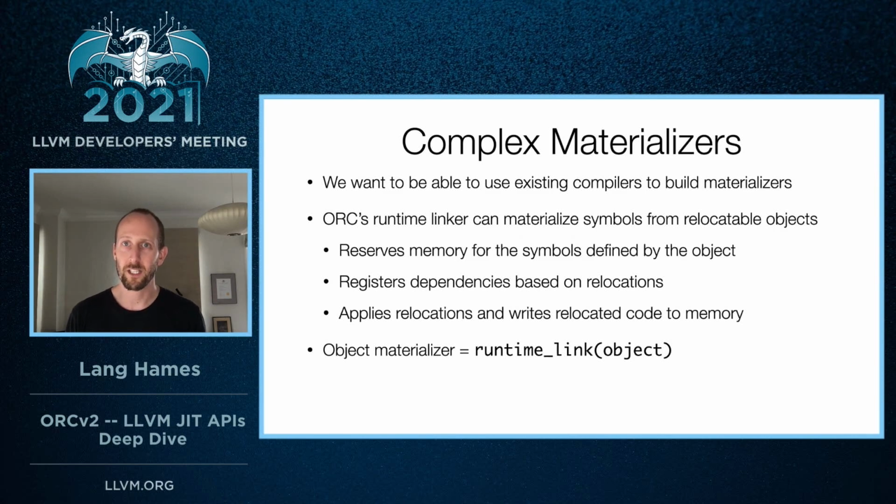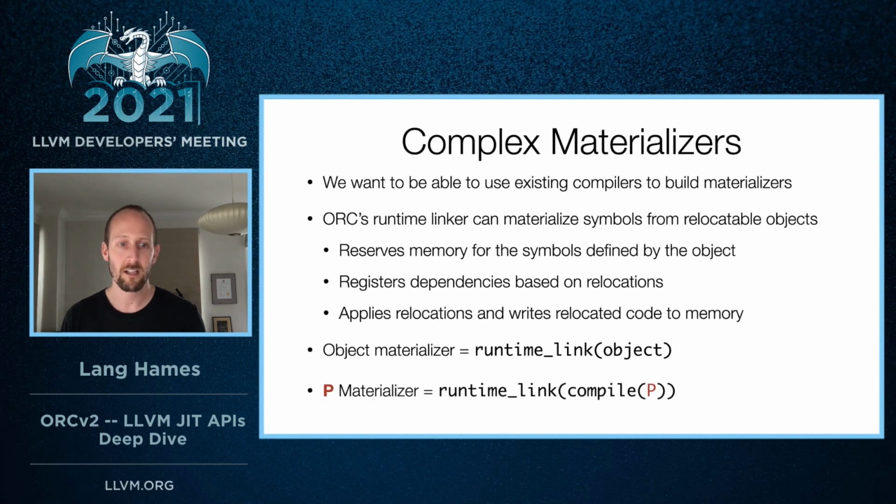And this generalizes really nicely. If you have some program representation P and a compiler for P that produces relocatable object files, then a materializer for the program representation P is just the closure that runs this expression: compile P and then send the output to the runtime linker. So that's a sort of whirlwind overview of ORC. You can compile concurrently, you can compile lazily, and you can build materializers out of regular compilers, but have those compilers run on demand for you at runtime.